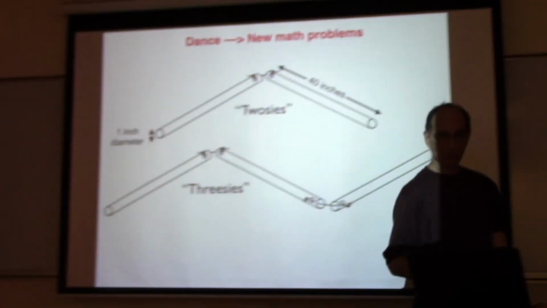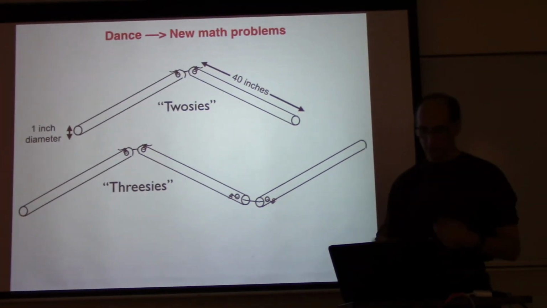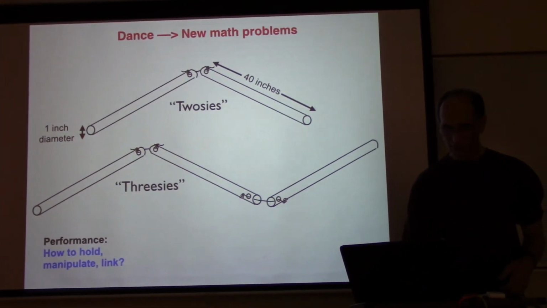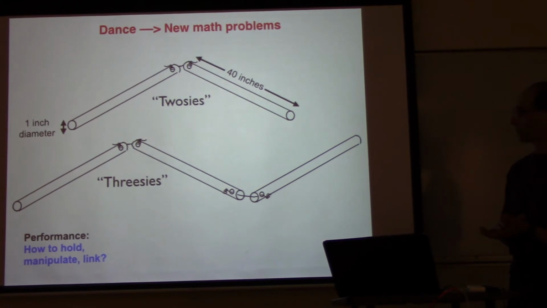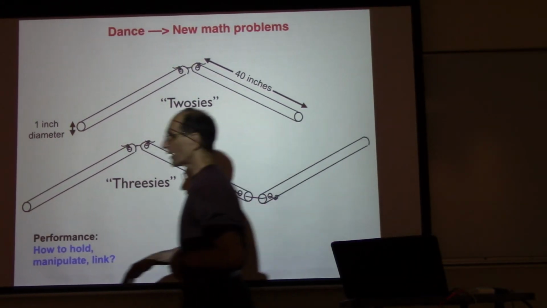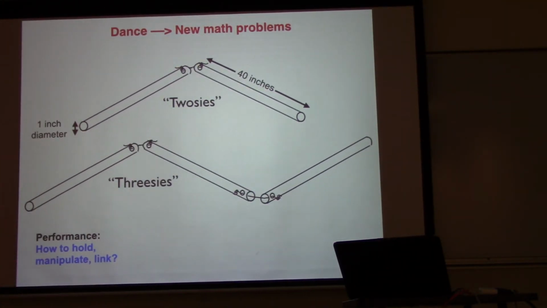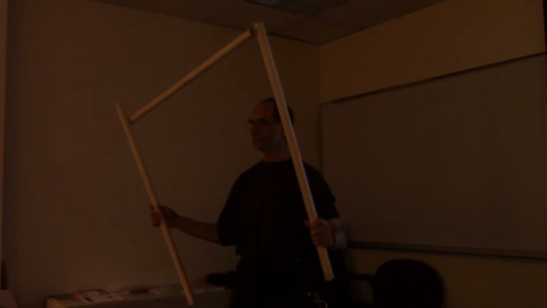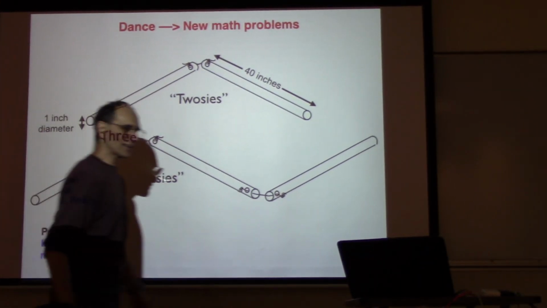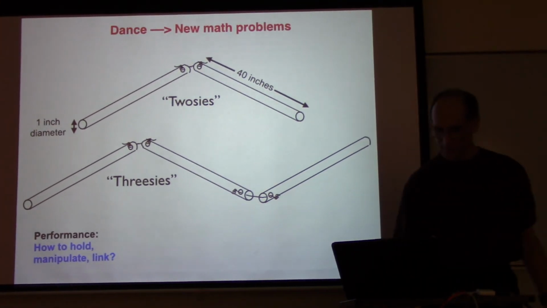This is an example of how dance led to a new math problem. We made some sequences for these. In performance, you have the problem, well, how do you hold the thing? How do you manipulate it? And of course, what happens in rehearsal, you don't want to make a noise like I just did, things fall. People bang into each other. It's a mess. And so the performance problem is essentially, how can you do something interesting without making a mess?